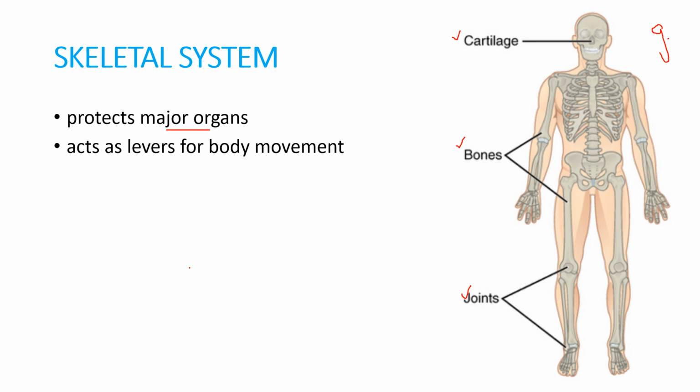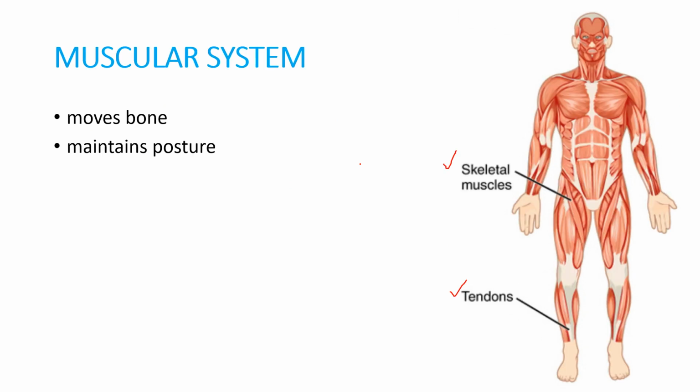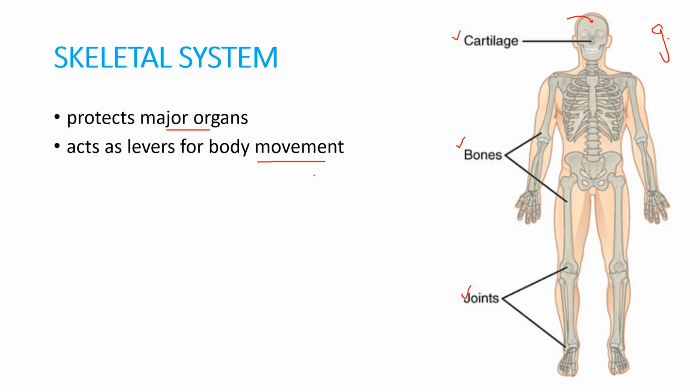It protects major organs. Remember, we talked about in class how the heart and lungs lie deep to the ribs, means they lie beneath the ribs, and the ribs' job is to protect them. Same thing with your skull. Your brain lies deep to the skull. Your skull bone protects the brain, the underlying structure. And it's also involved in body movement. So be careful because the muscle system is involved in movement, and so is the skeletal system.